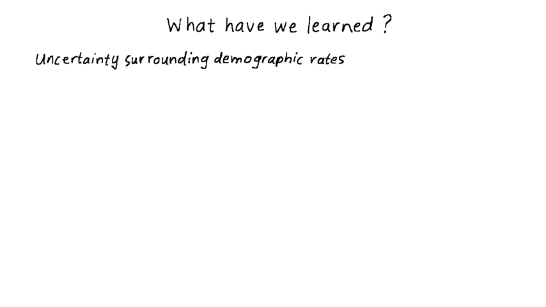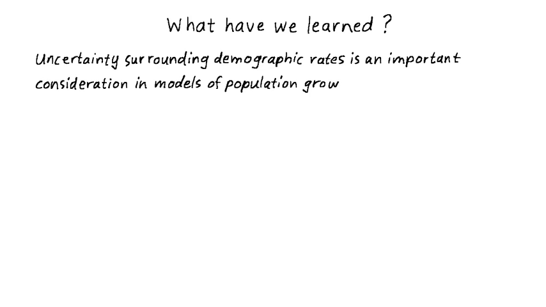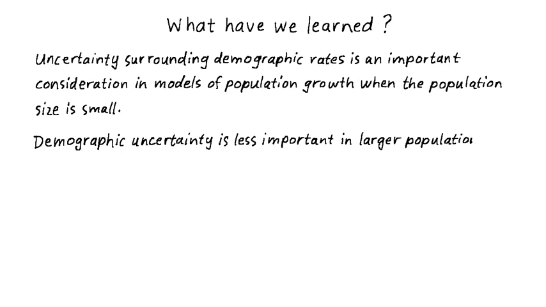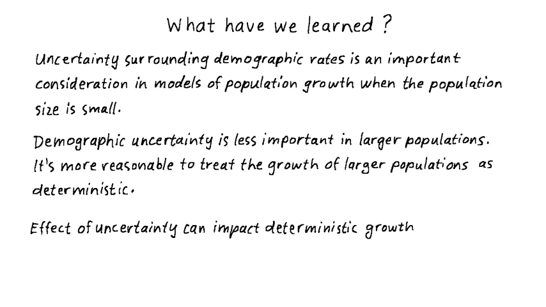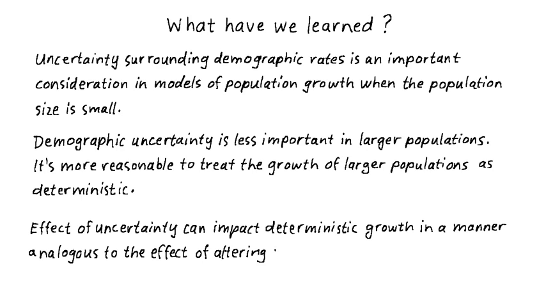So what have we learned? Well, we've learned that uncertainty surrounding demographic rates, like the birth rate, is an important consideration in models of population growth when the population size is small. We've also learned that this uncertainty is less important in larger populations. It seems it's more reasonable to treat the growth of larger populations as deterministic. Finally, we've seen that the effect of uncertainty can impact deterministic growth in a manner analogous to the effect exerted by altering initial population size.